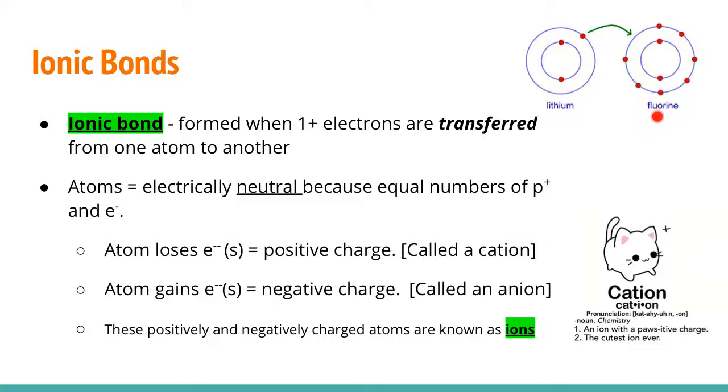On the other hand, when I look at my fluorine, fluorine is going to be gaining an extra electron. Therefore, it has more electrons than protons, so it ends up with a negative charge. So this is our anion. Remember to keep track of that one, a negative ion. So when I look up here, my lithium is my cation, and my fluorine then would be my anion. So these positively and negatively charged atoms then are known as ions. So ions could be positive or they could be negative.